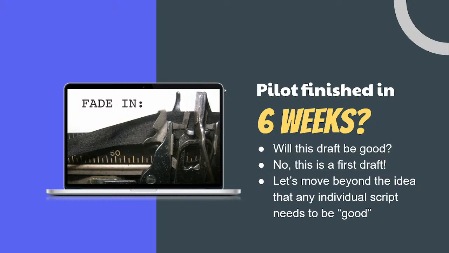Is it going to be good? No, not really. And we need to move beyond that idea that any individual script needs to be good in order to draw any satisfaction from it, in order to not give up and drop your laptop in the trash and stop doing this forever. We need to move beyond that idea that anything needs to be good.